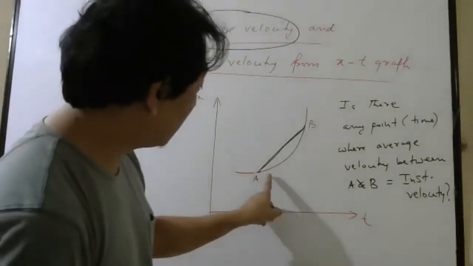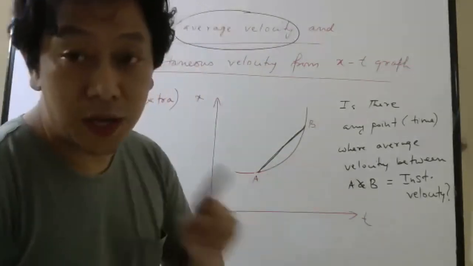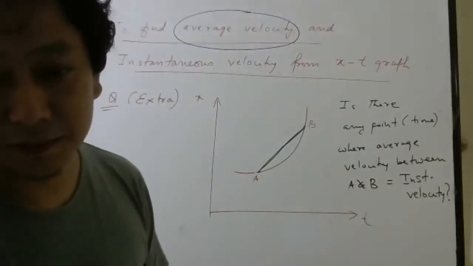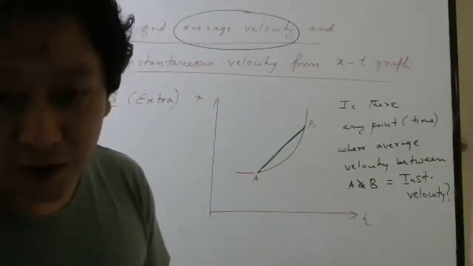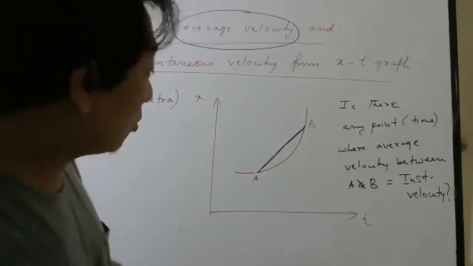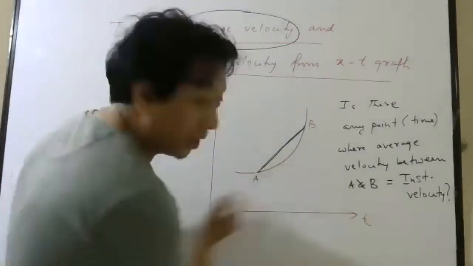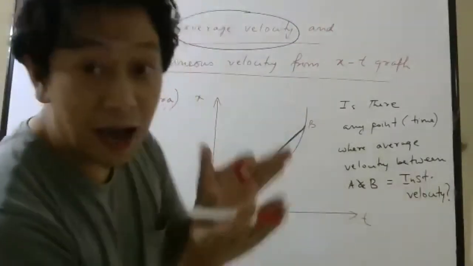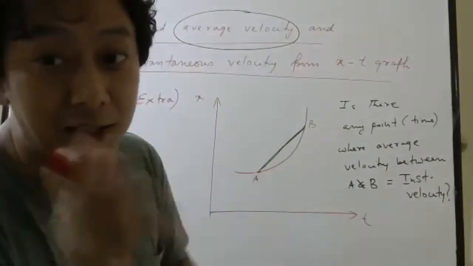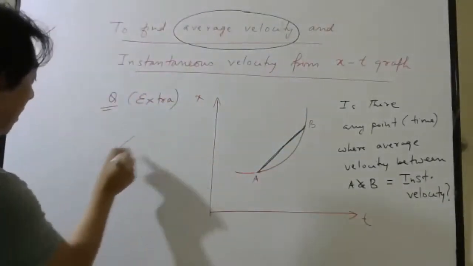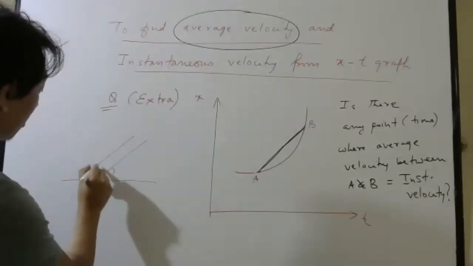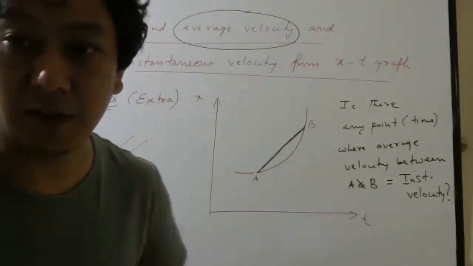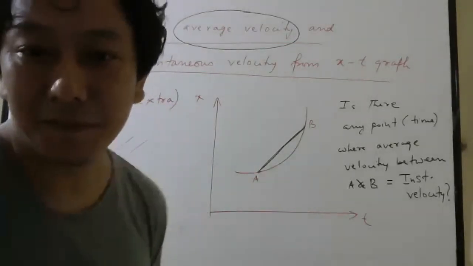My question is, is there any point where the instantaneous velocity... for that you have to draw what? Instantaneous velocity means you have to draw a tangent. So is there any point where I can draw a tangent so that the tangent and this line are parallel? If two lines are parallel, theta will be the same. If theta is the same, tan theta will be the same.